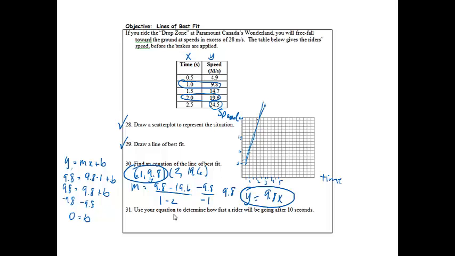So that's my equation. And then 31 says to use your equation to determine how fast a rider will be going after 10 seconds. So since x was my time, I just need to plug in time. So I need to show that I'm using my equation. So just do 9.8 times 10. That will be 98 meters per second. And there we go on that one.